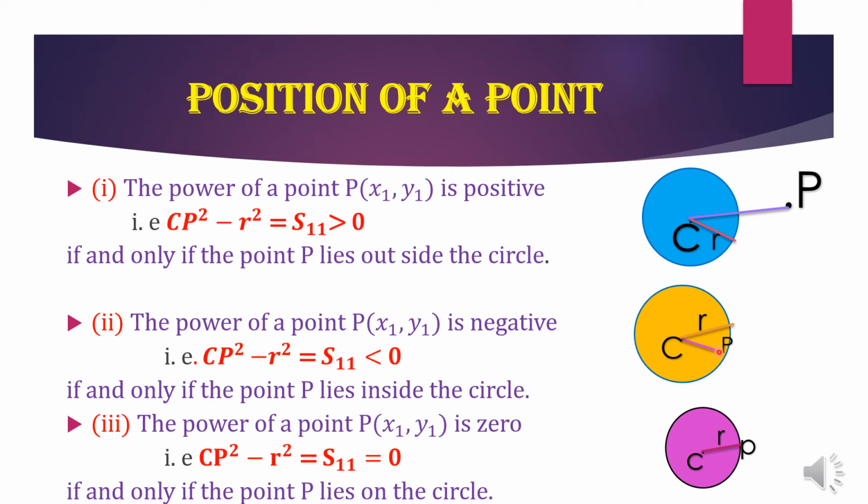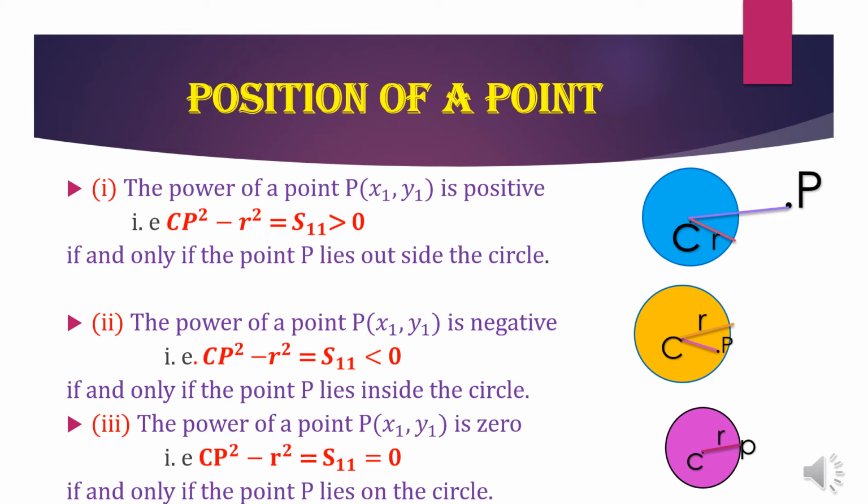Now I am telling about the position of the point P. First of all, we find out the power of the point P with respect to the given circle. Now using the formula, power of the point P with respect to S equals 0 is S11. Here we observe that S11 is a real number. Suppose S11 is greater than 0, then the position of the point P lies outside the circle.